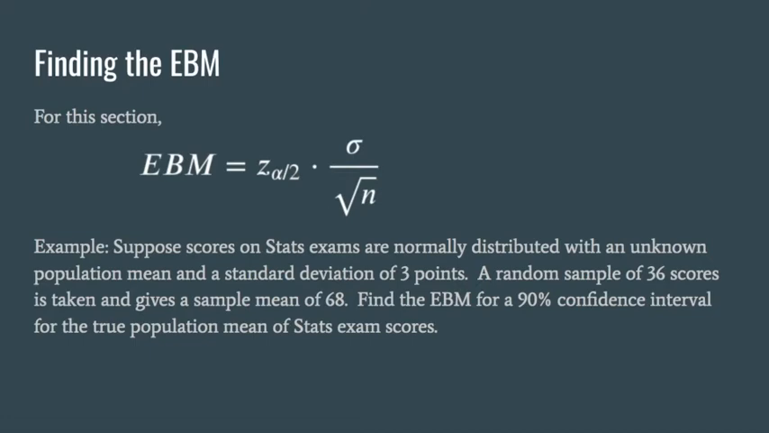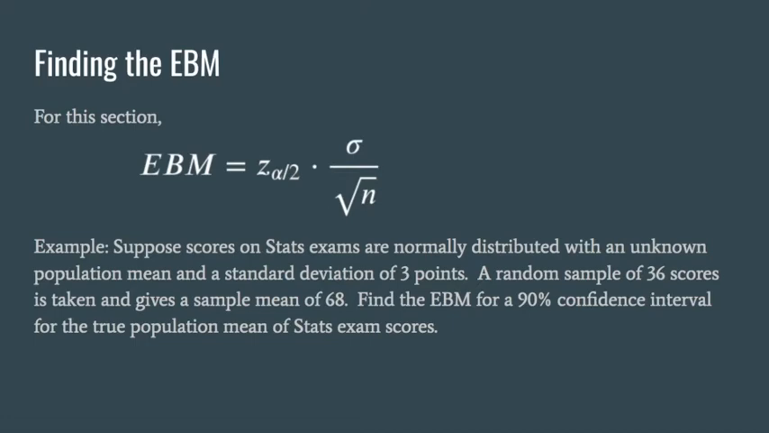Okay. So in this example, suppose that we have scores on stats exams that are normally distributed with an unknown population mean and a standard deviation of 3 points. A random sample of 36 scores is taken and gives us a sample mean of 68. We want to find the error bound for a 90% confidence interval for the true population mean of stats exam scores. Okay, notice first of all that that sample mean that's given, 68, is not actually relevant to finding the error bound. We are going to use that later, but for now, we don't really need it.